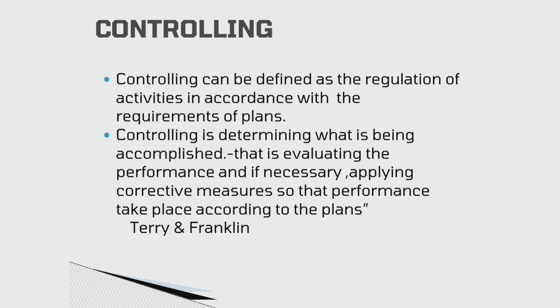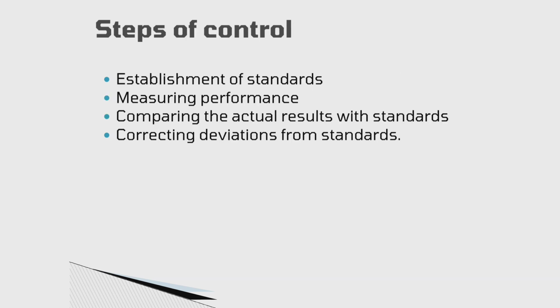According to Terry and Franklin, controlling is determining what is being accomplished, that is, evaluating the performance, and if necessary applying corrective measures so that performance takes place according to the plans. So the steps of controlling are establishing standards for regulation, measuring the performance based on various methods, comparing the actual results with standards, and correcting deviations from standards. So controlling means everything will function based on the standards or regulations of an institution.